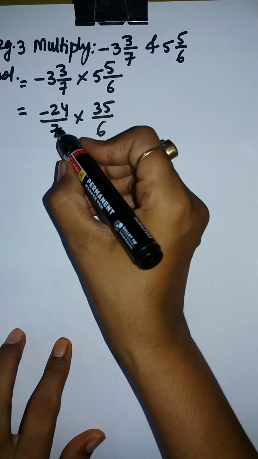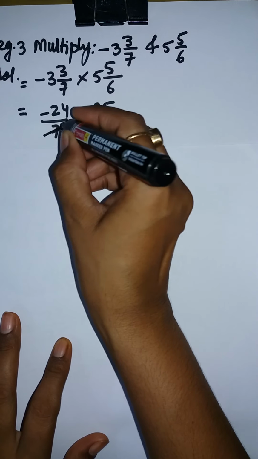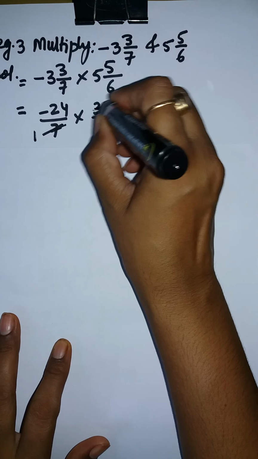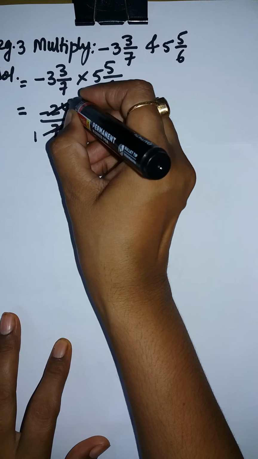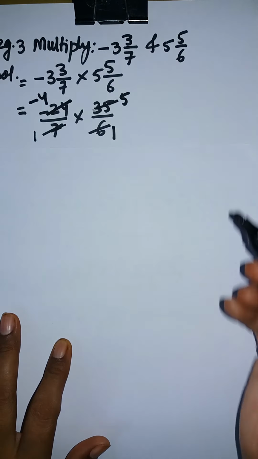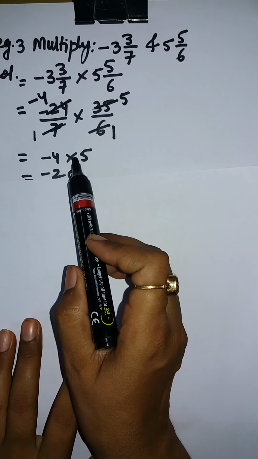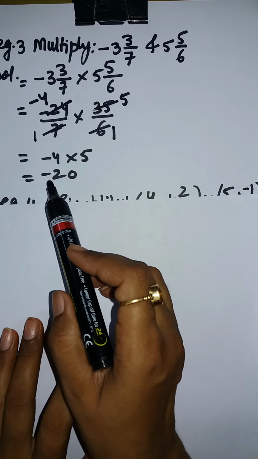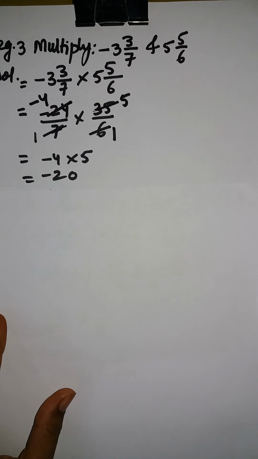We then divide by the common factors, taking the common factors of numerators and denominators. 7 1 times gives 7, 7 5 times gives 35, 6 1 times gives 6, 6 4 times gives 24. So the remaining numbers we write here: minus 4 into 5. As the denominator is 1, we need not write it down. So the final answer is minus 20.